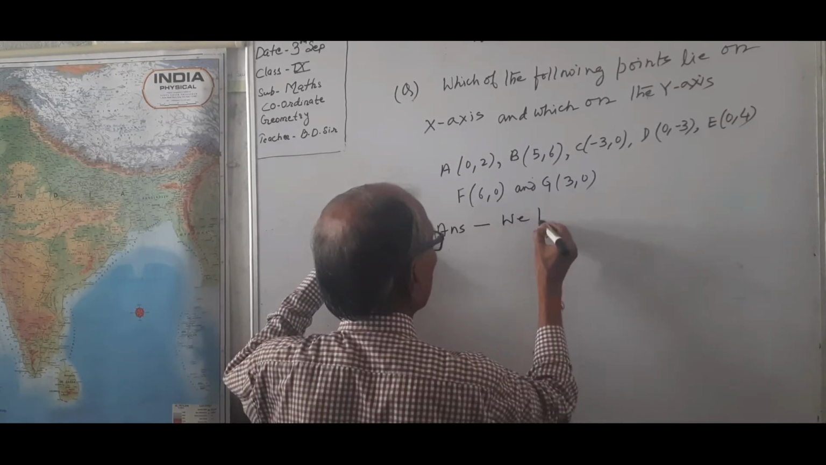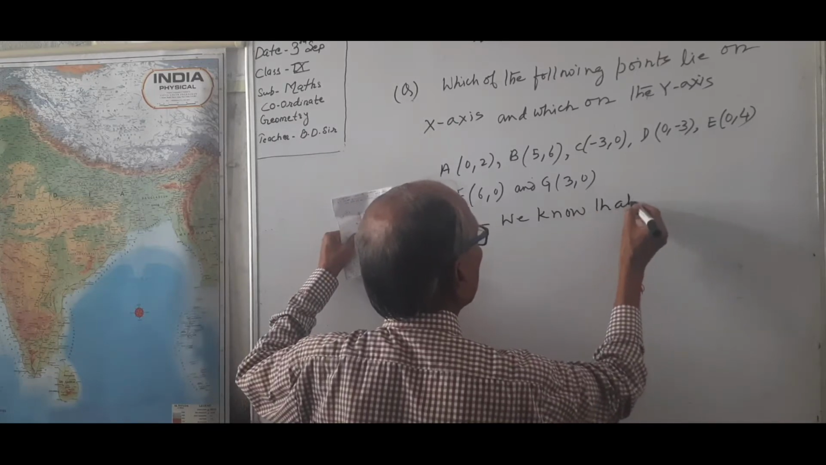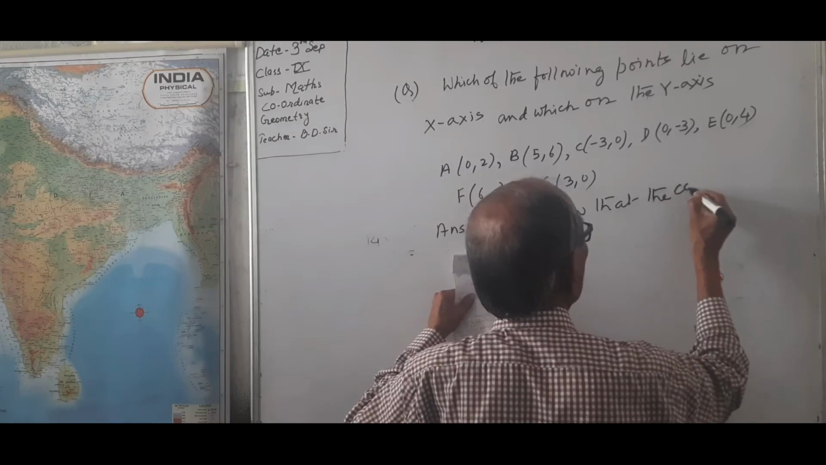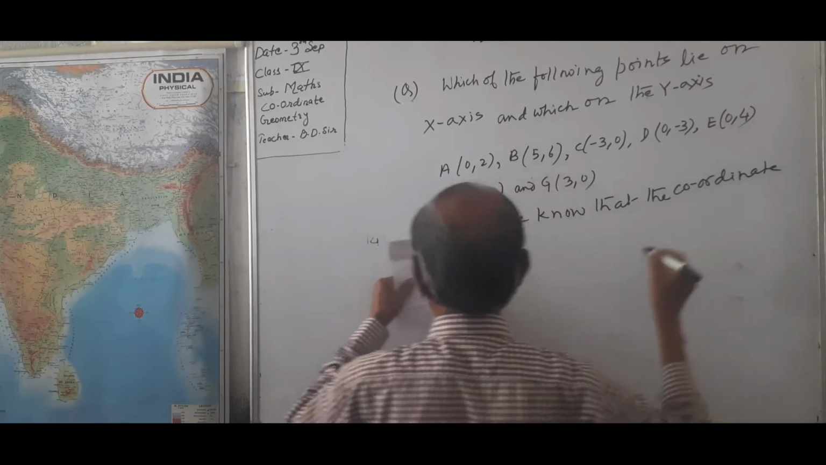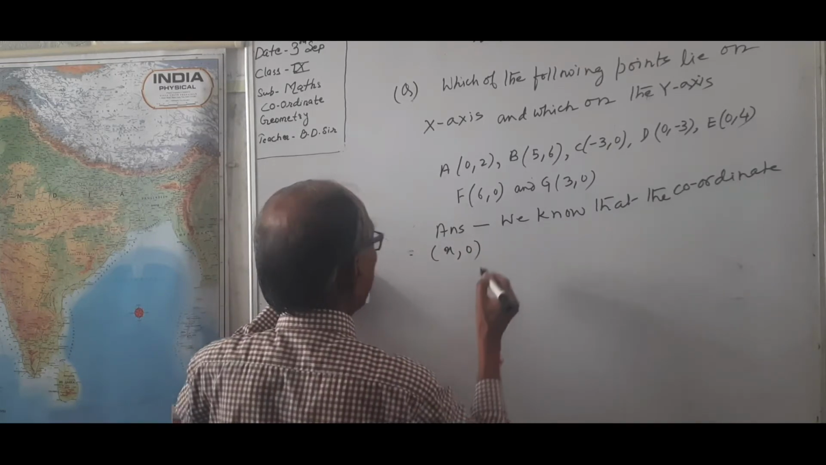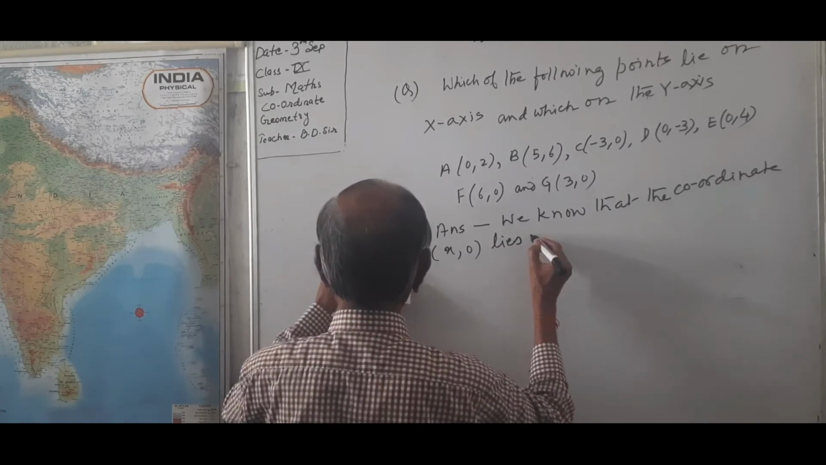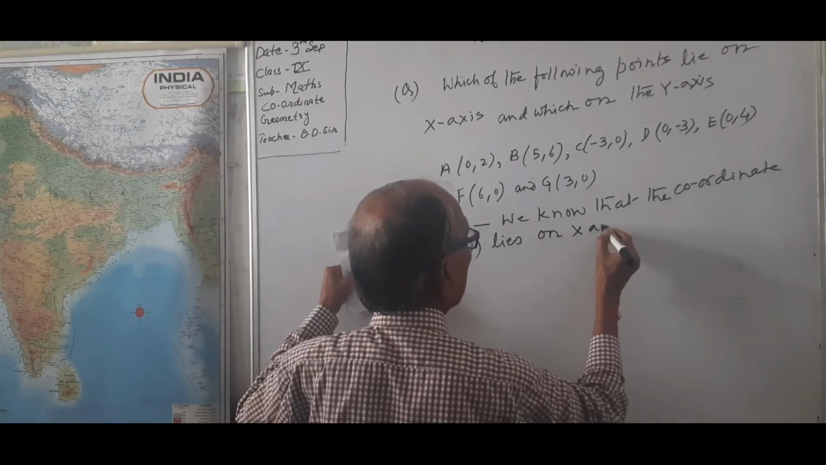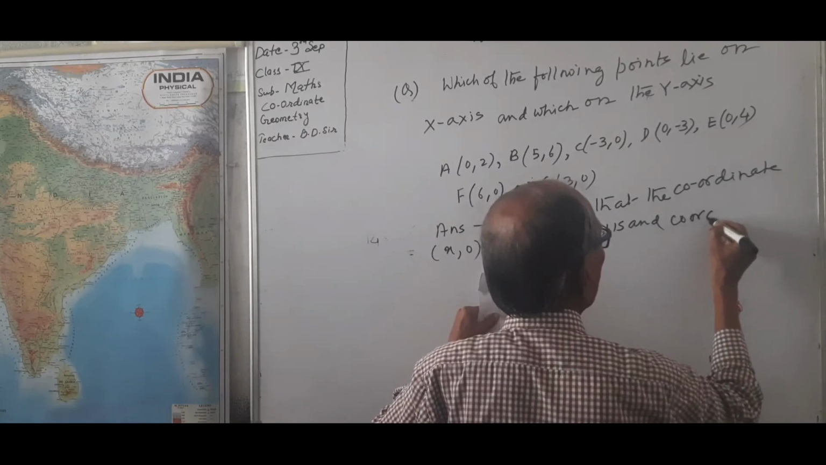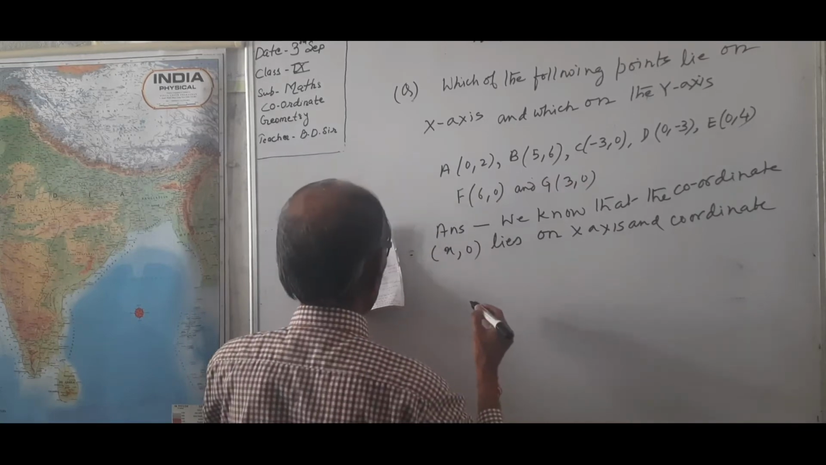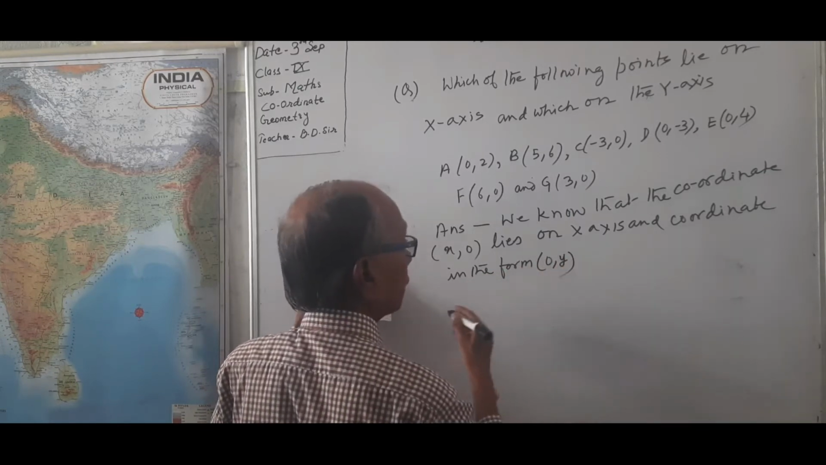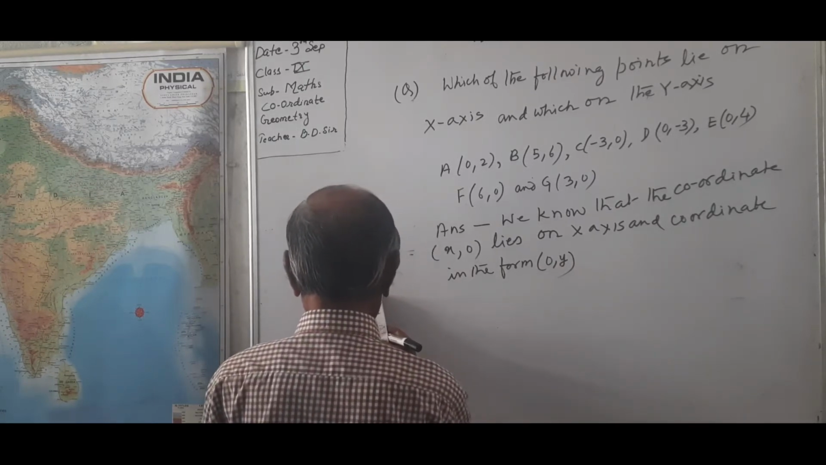We know that a coordinate in the form (x, 0), when the y-coordinate is 0, lies on the x-axis, and similarly a coordinate in the form (0, y), right? (0, y) lies on the y-axis.